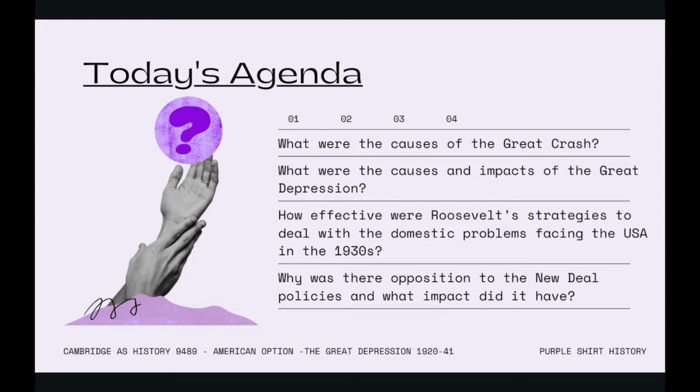How effective were Roosevelt's strategies to deal with the domestic problems facing the USA in the 1930s? Franklin Delano Roosevelt becomes president in early 1933, and he immediately starts to take action against the Depression. This is seen quite different to the actions of the Republican president, Herbert Hoover, who came before FDR. We're going to see this new type of governmental intervention, Keynesian economics, creating money and pumping it into the economy, which is a lot more interventionist than the traditional American laissez-faire government. This is a big political and cultural shift for America.